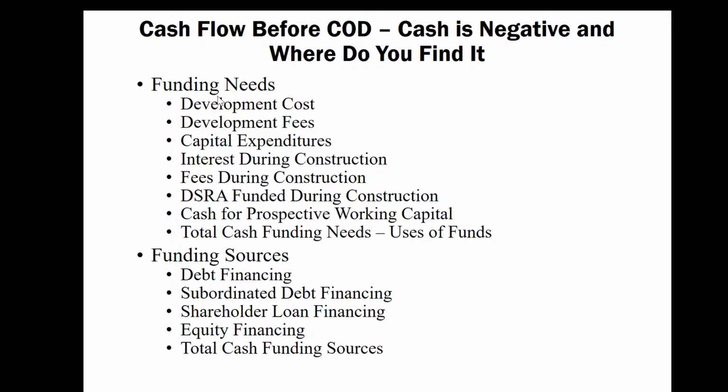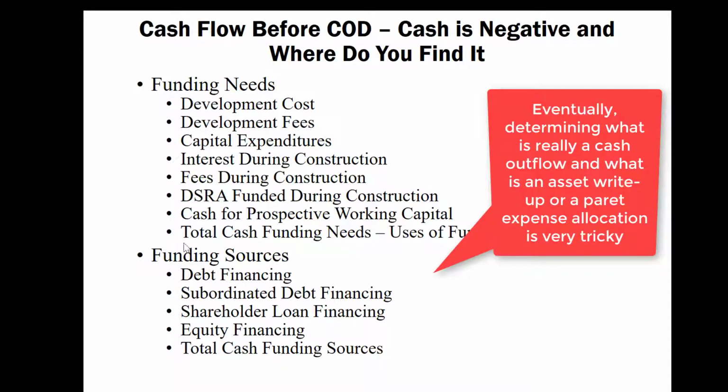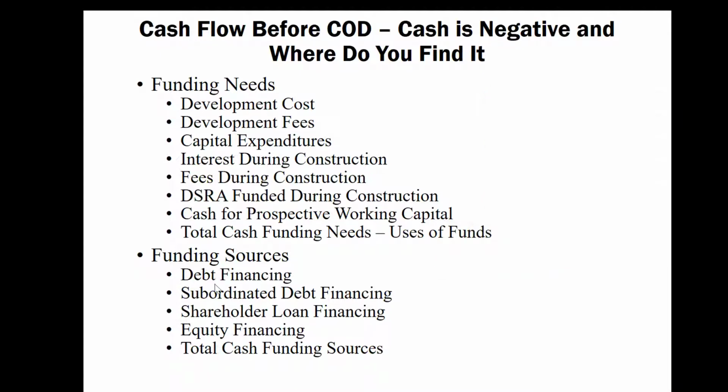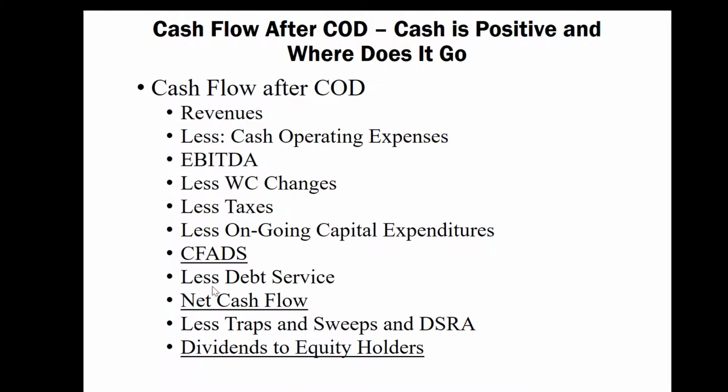Here's kind of the accounting, the cash flow accounting before COD. You see how much money you need in CapEx, development cost, interest during construction, IDC, fees, DSRA, they have to fund during the construction period. There could be some working capital you actually have to spend if you have some pre-commercial cash flow or something like that. And then where'd you get it? You could get it from all sorts of things, including pre-operating cash flow.